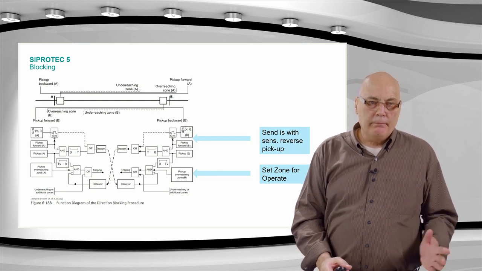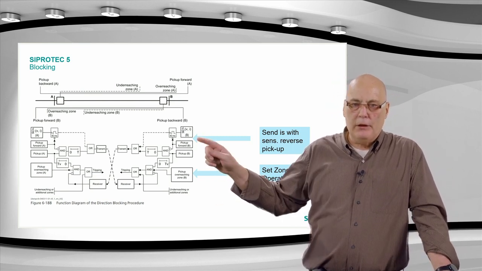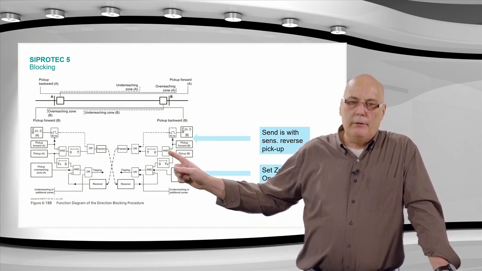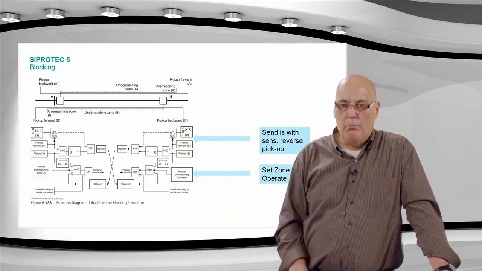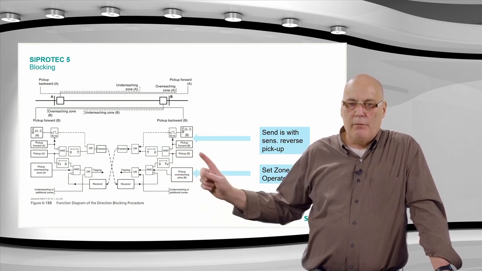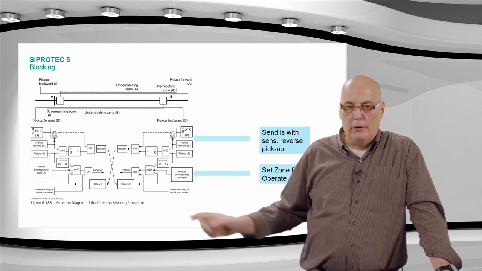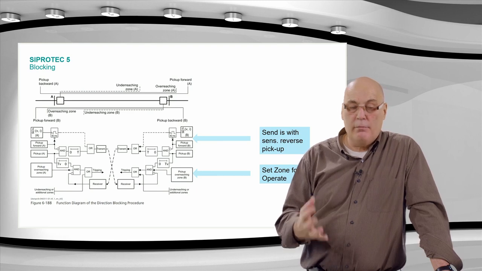Blocking scheme is a little bit different. Here you can see there's some logic over here. Pickup forward would block it. You can see, be careful here. See pickup forward, but it goes in an inverting input, so it's going to block the send. So you have a pickup that wants to send, but if it's a forward pickup, you will not send through the AND gate. It's blocked. So you will send on any pickup, so very sensitive, but not forward.